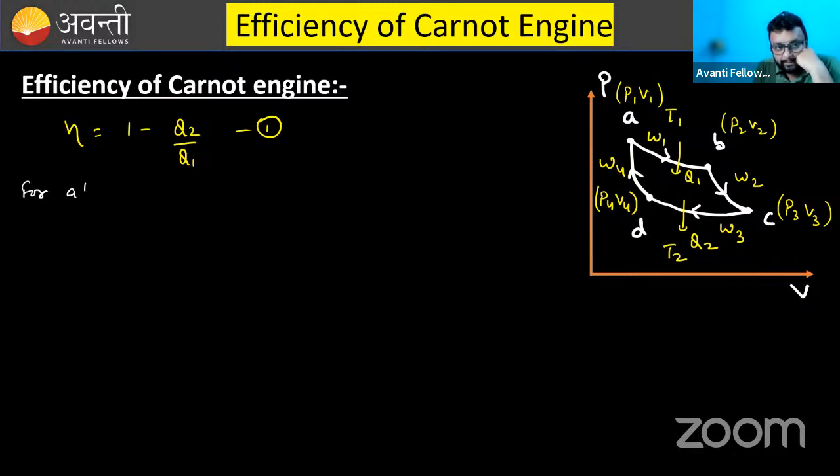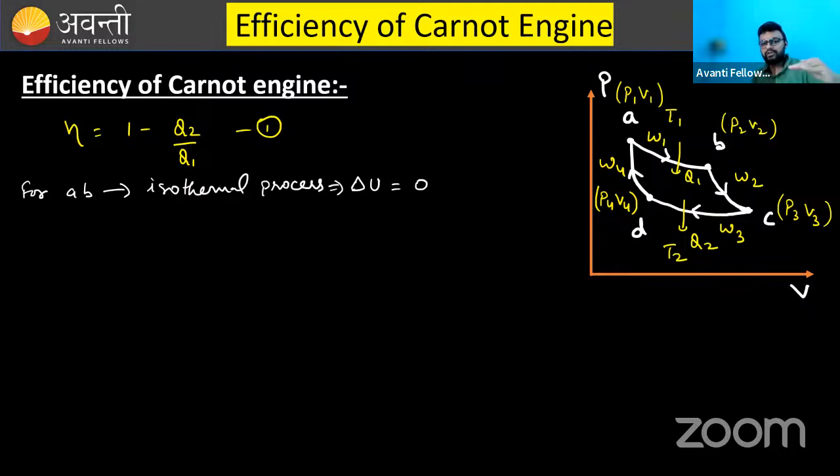For the process AB, which is an isothermal process, delta U will be 0. Can you see the flow of these lines? Delta U will be 0. And if delta U is 0, then Q1 will be, what is the formula? Q is equal to delta U plus W.